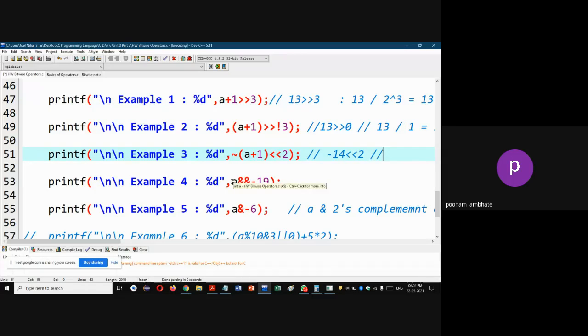Similarly, consider the next example: A, logical AND minus 19. Both sides are true, since anything which is non-zero, maybe negative, maybe positive, is true. So this will also give the answer 1. Now, here you have minus 6, and you have to consider bitwise AND, so you have to represent minus 6 in bits.